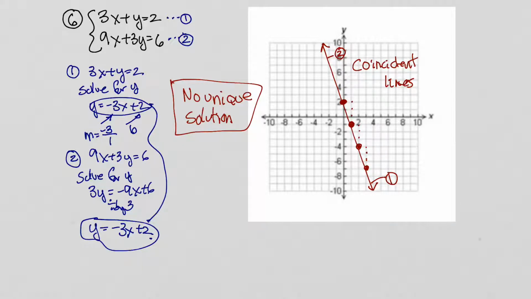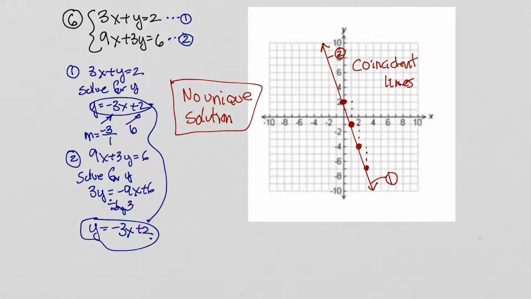So this problem has no unique solution, but let's mention something. Now, I notice that the slopes are the same, right? The slopes are the same, negative 3 and negative 3. And not only that, but the y-intercepts are the same. So not only are the slopes the same, which means that both lines have the same steepness, but they intercept the y-axis at the same place.